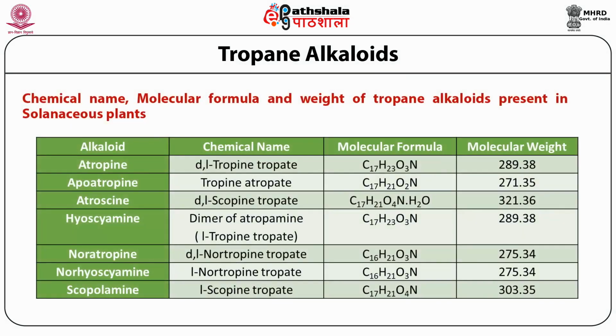Details of the chemical name, molecular formula, and molecular weight of some of these tropine alkaloids. Atropine, its molecular formula is given, and its molecular weight is 289. Hyoscyamine, it is a dimer of atropamine. Its molecular formula is C17H23O3N. Its molecular weight is again 289. And scopolamine, it is L-scopolamine, and its molecular formula is C17H21O4N. So it has an extra epoxide ring, and its molecular weight is 303.